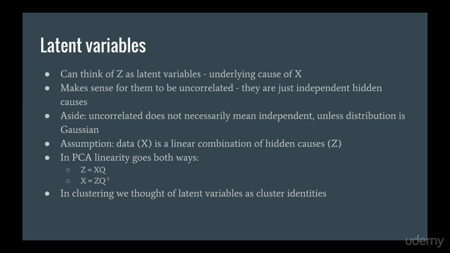In fact, with PCA, the linearity goes both ways. The latent variable Z is a linear combination of the observed variable X, but if you were to do a reverse transformation, the observed data X is also a linear combination of the latent variable Z. You'll recall that we first encountered the idea of latent variables in my unsupervised learning course on clustering and Gaussian mixture models, because those models assumed that the identities of the clusters were the latent variable.